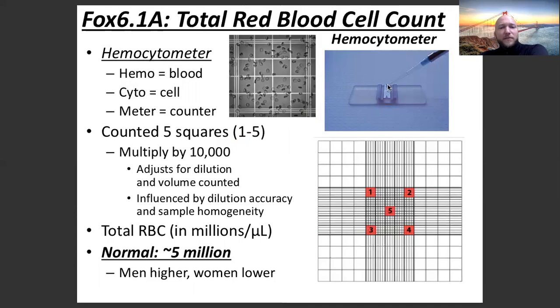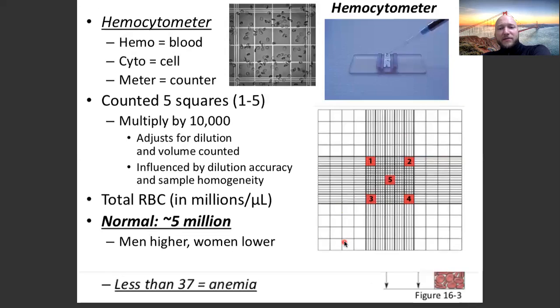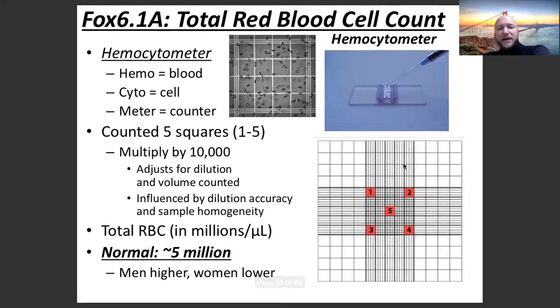We then took a micropipette and we added some of that liquid with red blood cells onto this hemocytometer. We dropped it right into these little V-shaped things on the sides of the hemocytometer. And then we looked at this grid pattern underneath the microscope, which is right here in the middle of this hemocytometer. And we counted all the red blood cells in square 1, square 2, square 3, square 4, and square 5. And we multiplied by 10,000 to come up with our total red blood cells.